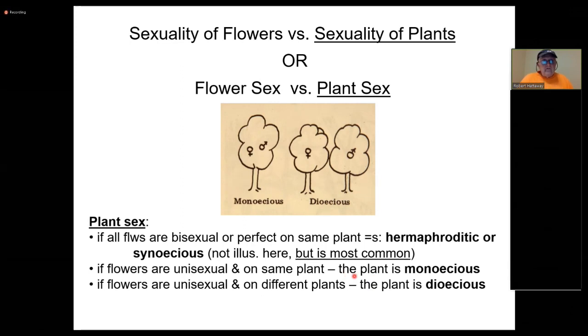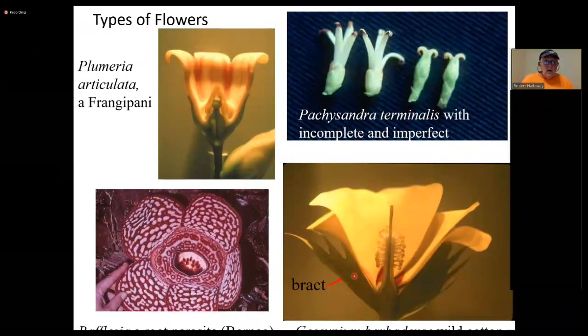Any questions? These are fairly difficult concepts. Indicating flower sex is one thing, since we're talking about the flowers, but when you start talking about plants, you use these terms: synoecious, having perfect flowers on the same plant, and then there's monoecious and dioecious.